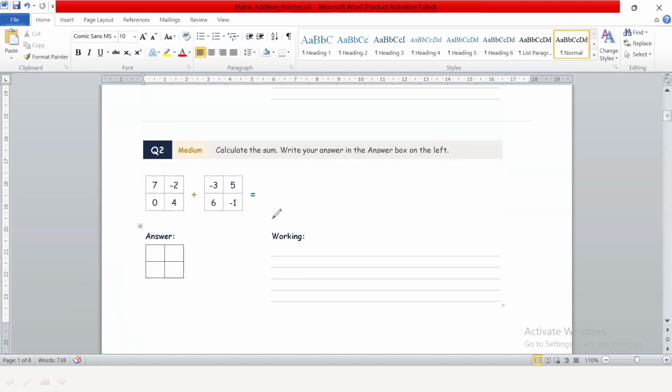All right, so let's look at question 2. For question 2, we'll do the same thing as well. It's a 2 by 2 matrix. So let's just go ahead and pick the values to be added. For the first one, we'll have 7 plus a negative 3, adding 7 to a negative 3.